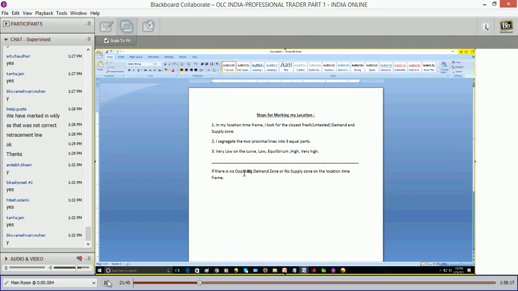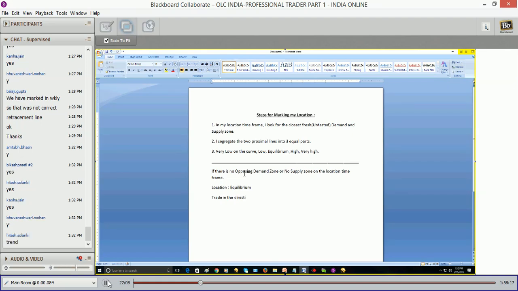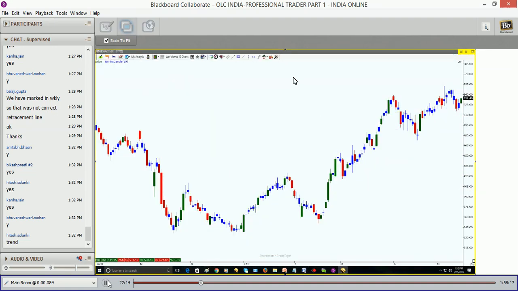Yes. So by default we take our location in this case to be equilibrium. And when we are in equilibrium, what do we do, friends? We trade in the direction of the trend. Yes, by default we trade in the direction of the trend.